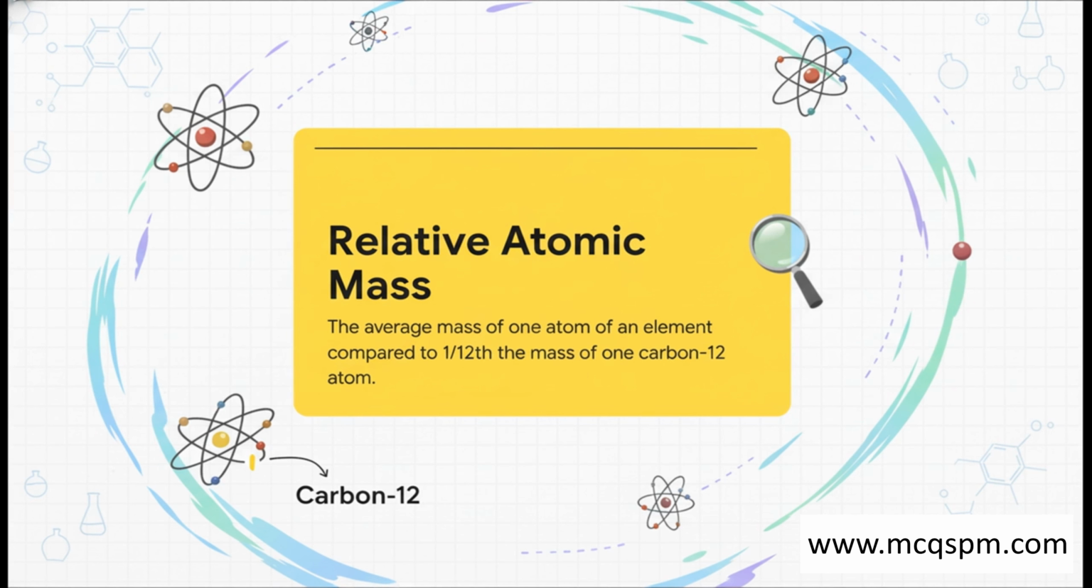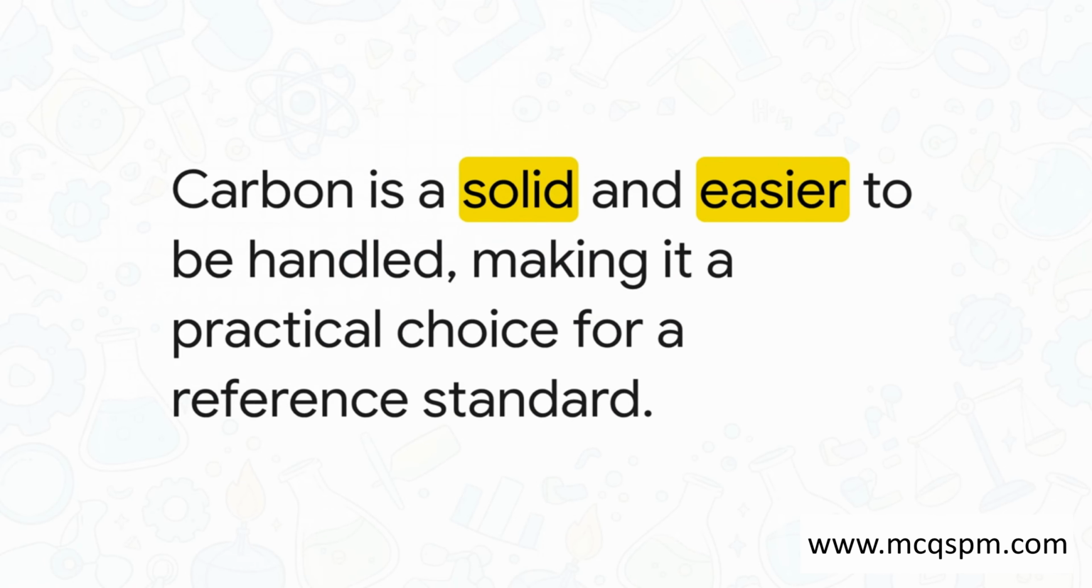Okay, the textbook definition sounds super complicated, but trust me, the main idea is actually really simple. It all comes down to comparison. All we're doing is asking, how much heavier is this atom compared to our universal yardstick? And that yardstick is just a tiny piece of a carbon-12 atom. But why carbon-12? Why not something else, like hydrogen? Well, it really just comes down to practicality. Carbon-12 is super stable, it's everywhere, and it's a solid, which makes it incredibly easy and reliable to work with in a lab. It's just the perfect no-fuss standard to measure everything else against.